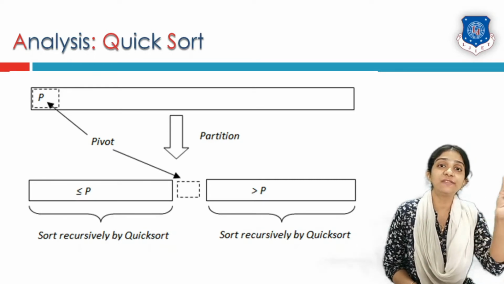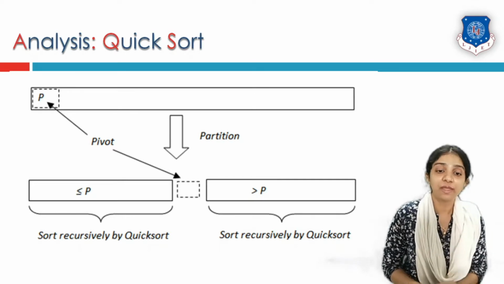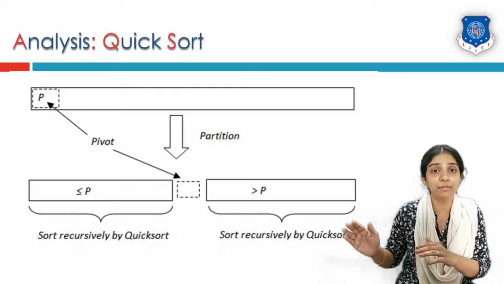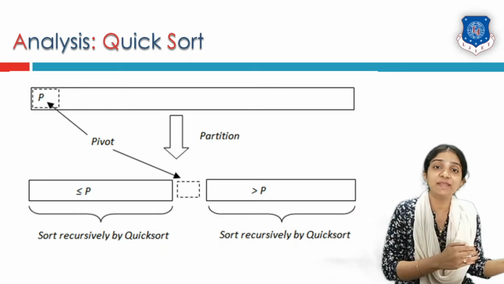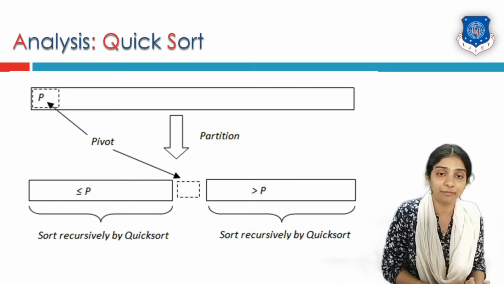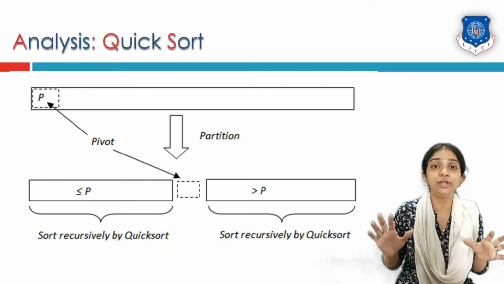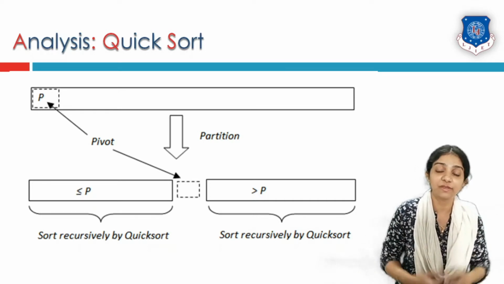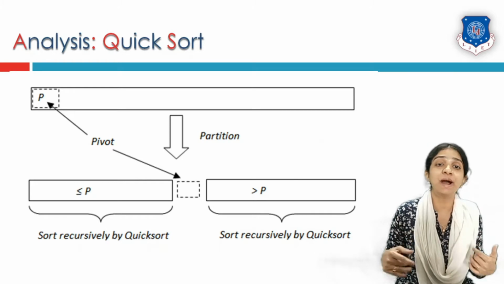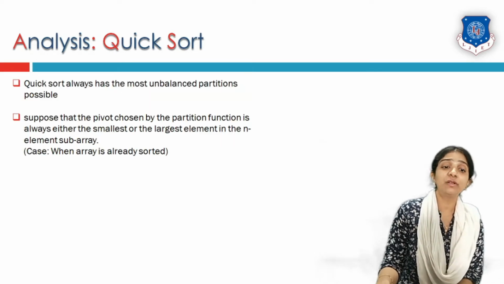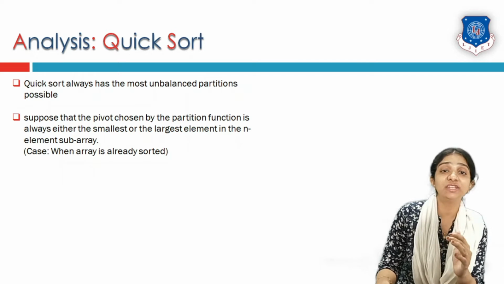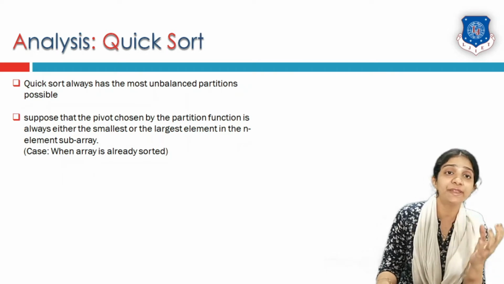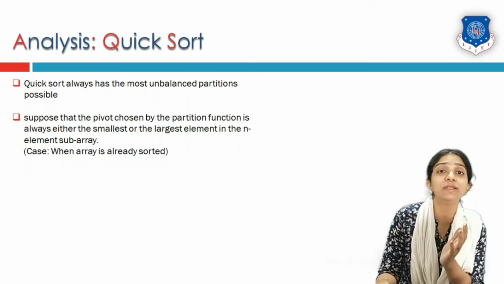That pivot element is placed in its correct location, and towards the left of it all the elements which are lesser than pivot will come, and towards the right of it all the elements which are greater than pivot will come. So it would ultimately generate two sublists, one is left sublist and another one is right sublist, which are solved recursively by quicksort. Now quicksort always generates unbalanced partition, because you never know where the pivot element will be placed.